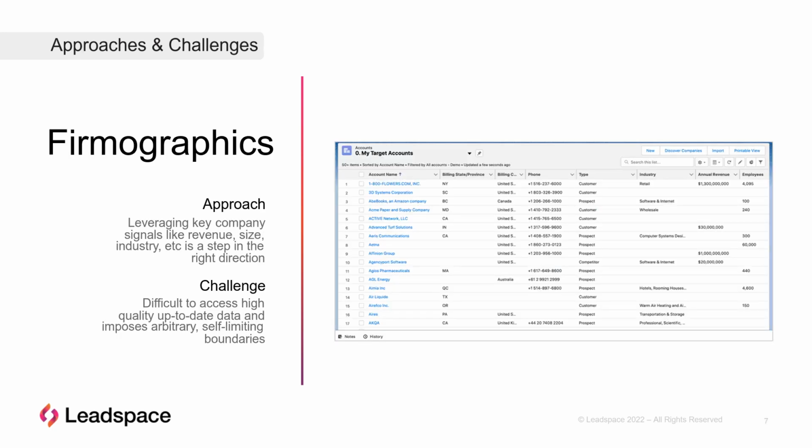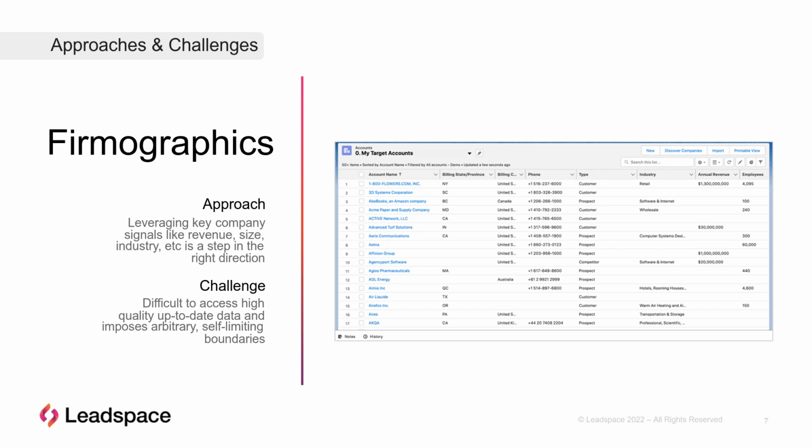The second approach is firmographics. And now we're really talking about companies that actually are leveraging data. The most typical type of data they base their account selection off of is at the company level. A lot of companies have some kind of understanding of the revenue, size, geographic parameters, et cetera, that make up their ideal customer. And it is a good way to systematically target different segments like SMB, mid-market, enterprise, or North America, APAC, EMEA, et cetera. So it's a step in the right direction.